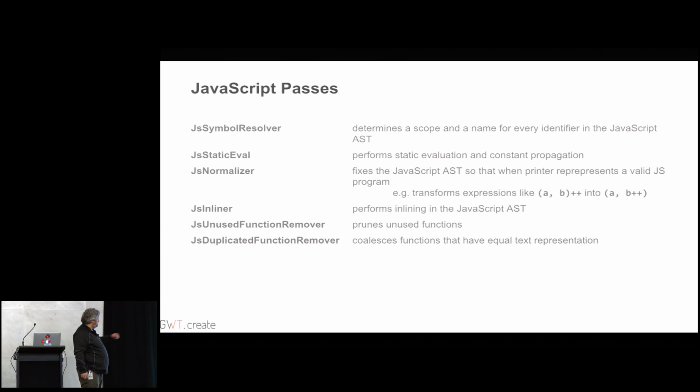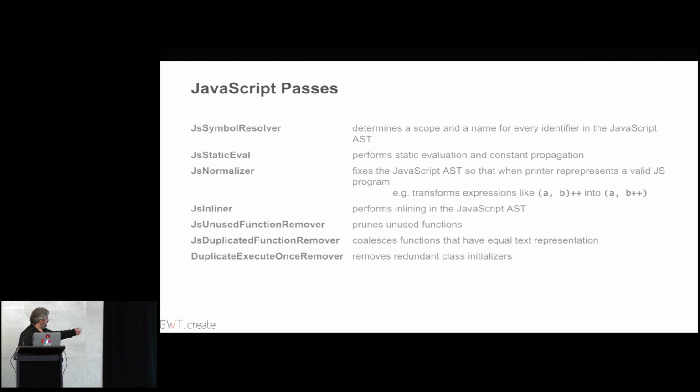So there is this duplicated function remover that coalesces functions that have exactly equal code text. Because in JavaScript, if you have a function that says this.a, it doesn't matter the type of this. You can use the same one for all the classes. If you have a getter for a, it can be the same function for all the classes. But it complicates the stack traces, so people don't tend to use this one. So there's an option for turning it on or off. This one, with the fancy name, duplicate execute once remover, basically removes redundant class initializers. That's the only function of that one.